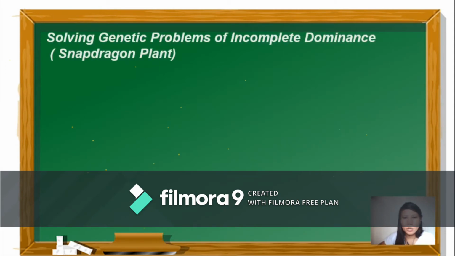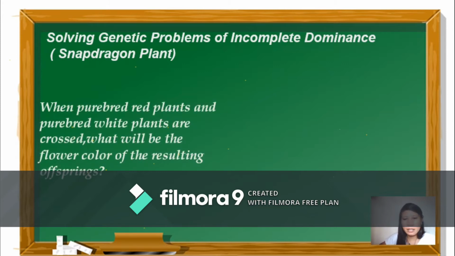Okay. So, ang susunod na part is solving genetic problems of incomplete dominance in the case of the Snapdragon plant. So let us see. Say for example, when a purebred red plants and a purebred white plants are crossed, what will be the flower color of the resulting offspring? So intindihin natin yung problem mga kaibigan or mga students. Ulitin natin. When a purebred red plants and purebred white plants are crossed, what will be the flower color of the resulting offspring? So, ang tinatanong dito, ano ang magiging trait ng resulting offspring?